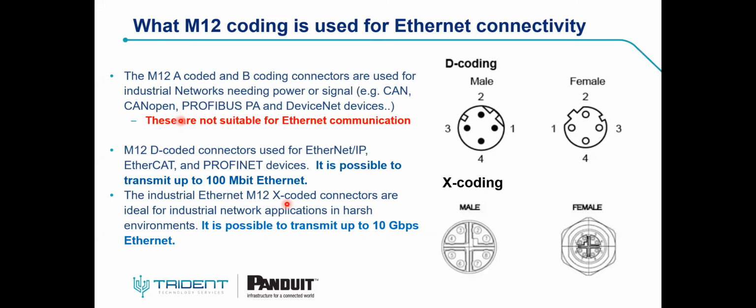So the difference between the D code and the X code: the D code, as shown here, can connect up to 2 pairs. 2 pairs means you have 4 positions, so you can connect 2 pairs of cable, and you can transmit up to 100 megabit per second for Ethernet. But the X code for the M12 is used for 4-pair cabling, and it can transmit up to 10 gigabit per second for your Ethernet.